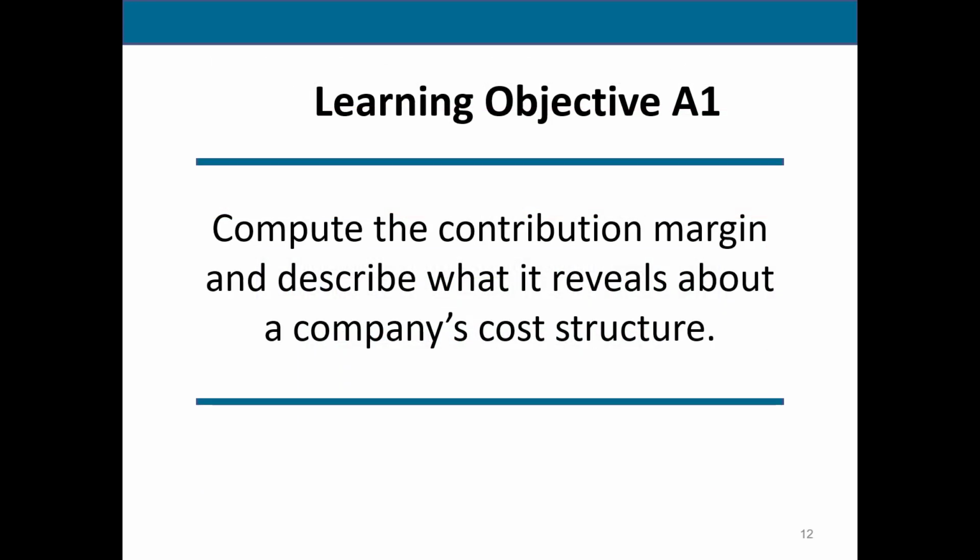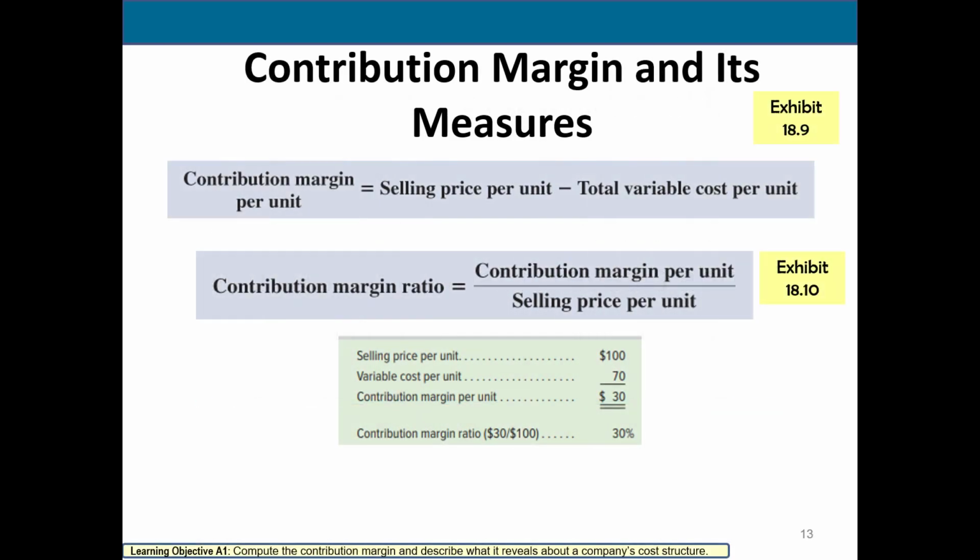So now we'll look at something called contribution margin. Contribution margin is simply the selling price minus the variable cost. The contribution margin ratio is the contribution margin, again, selling price minus variable cost, and then we're dividing that by the selling price. And you can see the example here.